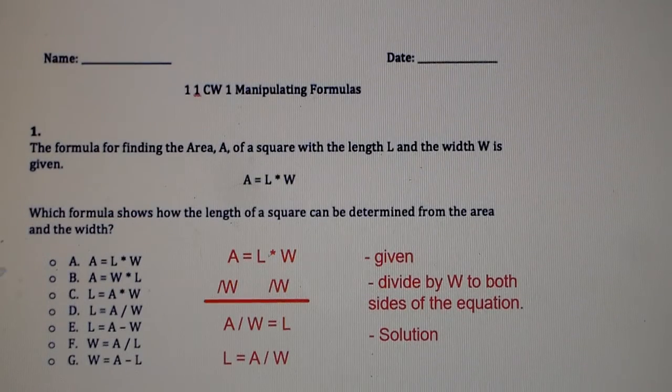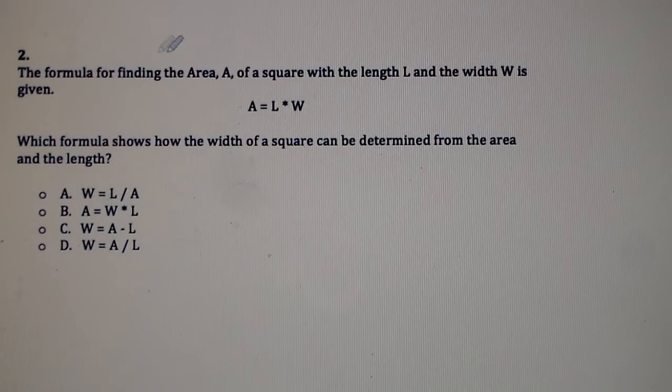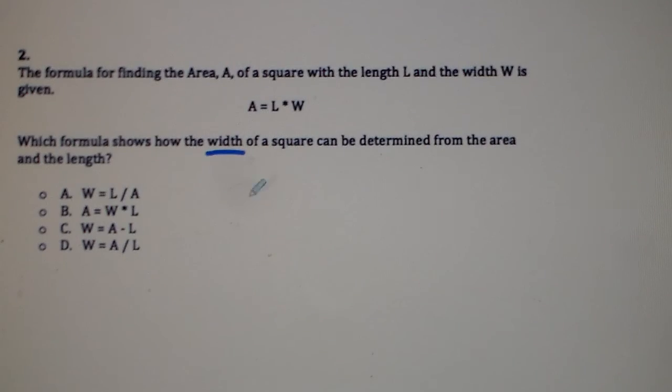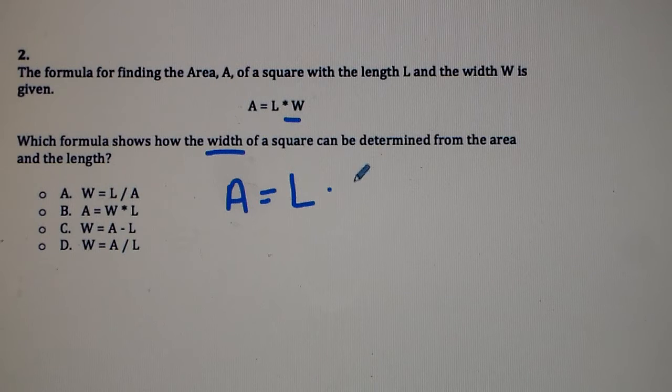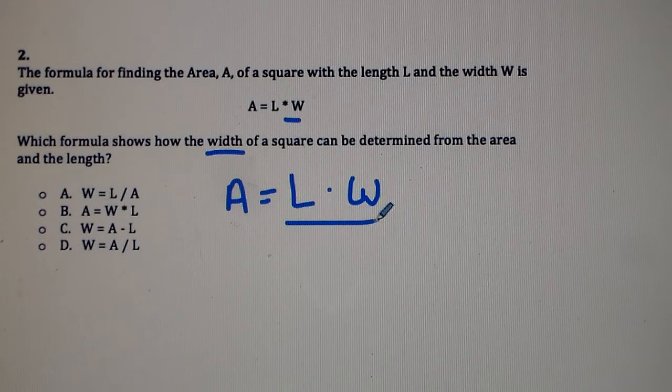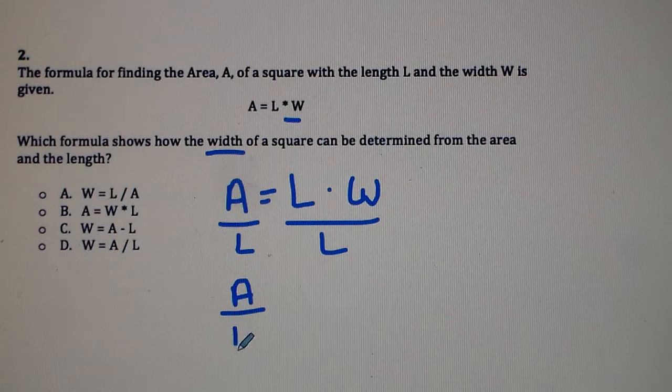Number 2. So same formula. Area is equal to length times W. However, now they're trying to get the width all by itself. So which formula shows how the width of a square can be determined from the area and length, or from the area formula? So we know area is equal to length times width. To get that width all by itself, the times L, we divide by L to move it to the other side. So A divided by L is equal to W. So width is equal to area of the square divided by the length of the square.